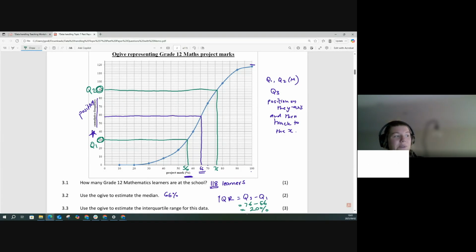So to get the position of Q3, we say 3/4 of n plus 1. So this would be 3/4 of 118 plus 1. And that gives you the position. And then you, oh, sorry, that should be Q3. And then you read off there.